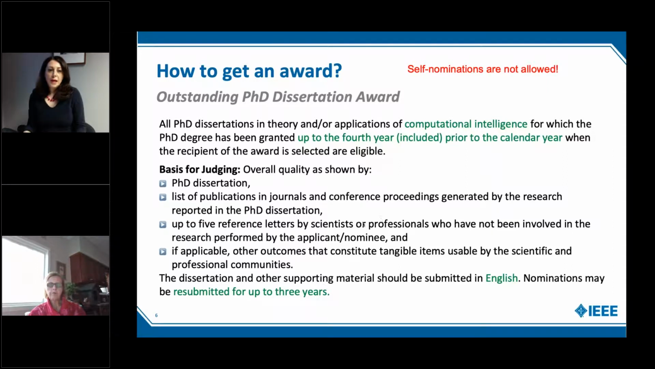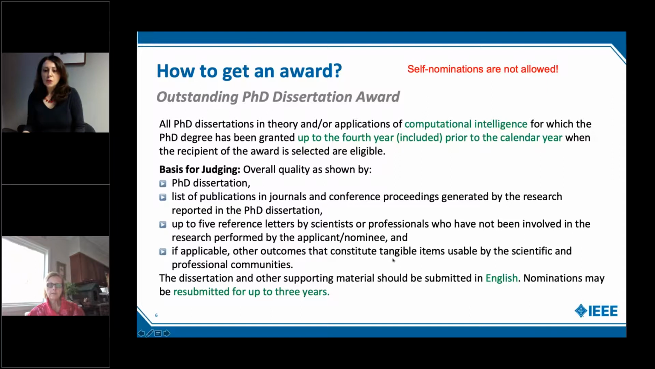So what happens is that you have to write a PhD thesis in the area of computational intelligence. And the rule for that is up to 4 years prior to the calendar year that you're submitting the package. What you have to submit is your PhD dissertation, a list of publications that has come out of this dissertation, and reference letters. Reference letters are very important, and I will tell you for the Early Career Award why these reference letters are important and how you can get them.